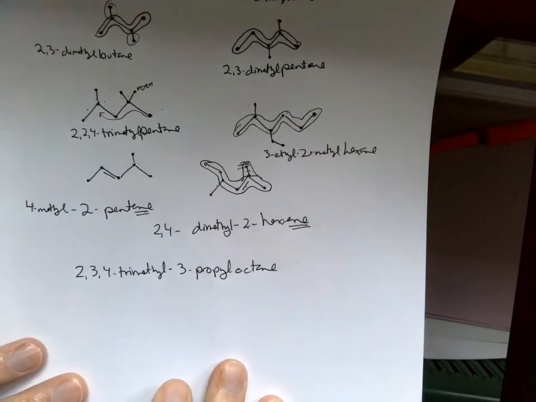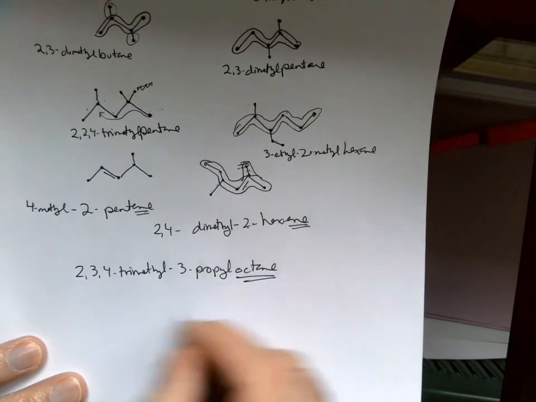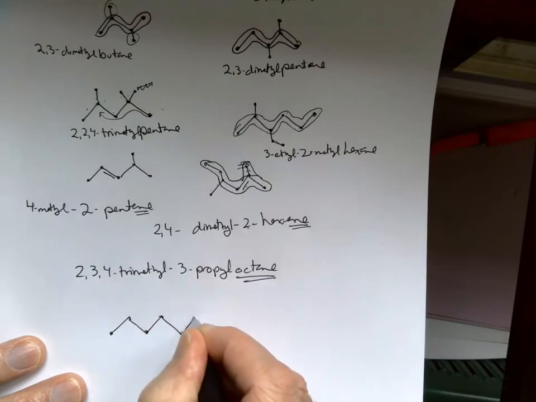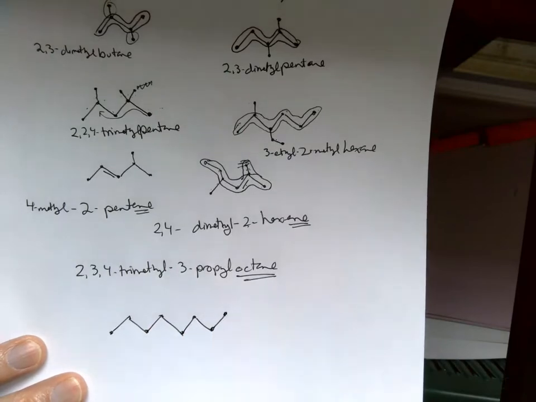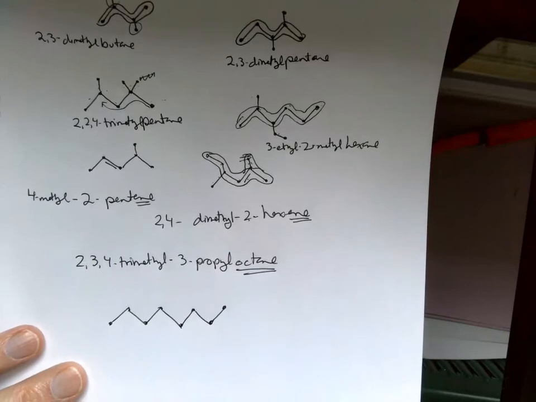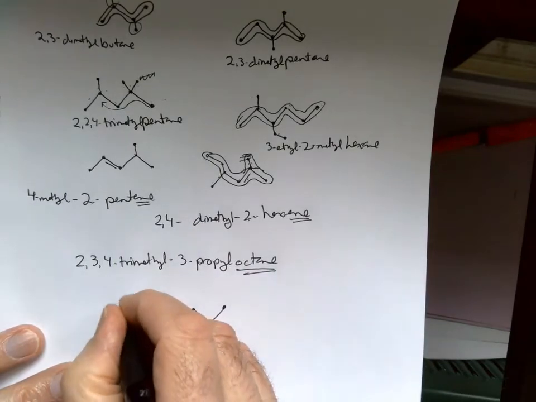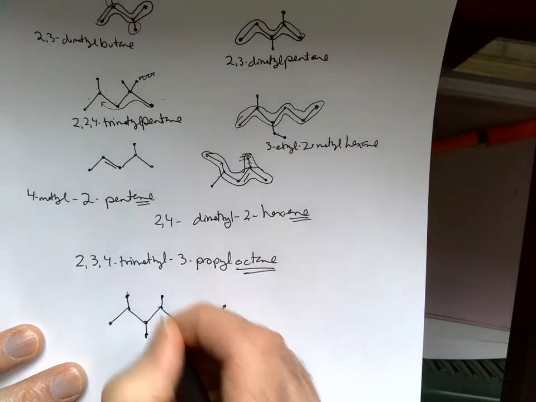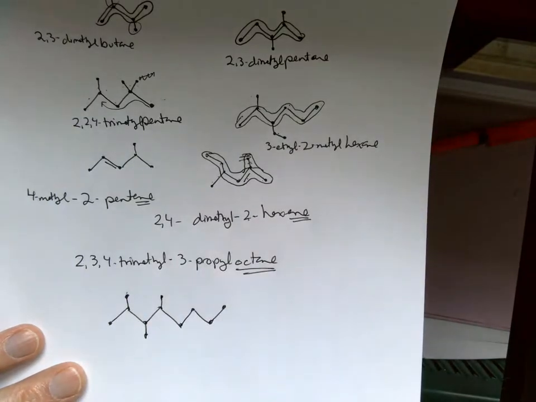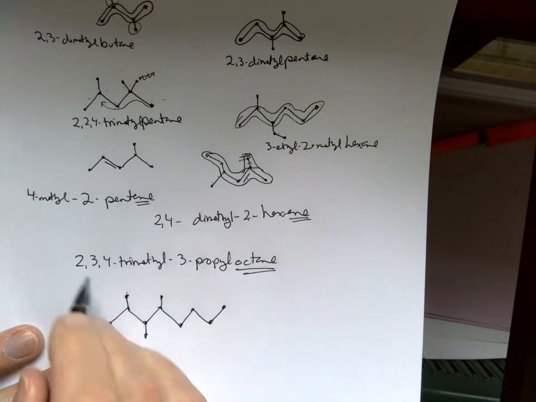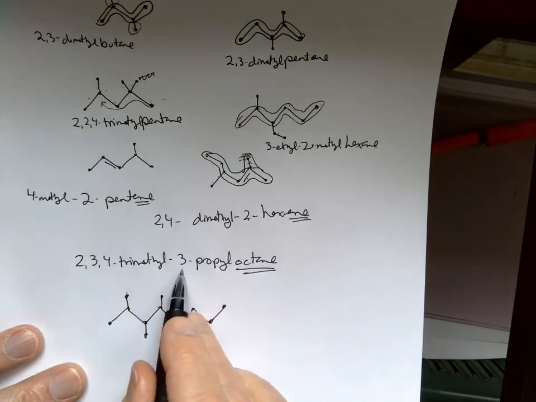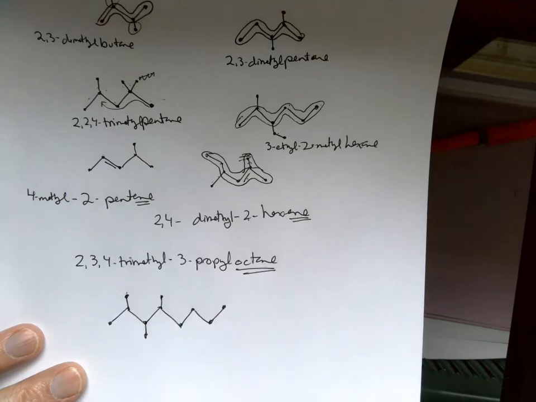So now we're going to go backwards. Always get your longest chain down first. Have all your rules in front of you when you're doing this. There's an octane. On the second, third, and fourth, you have methyls. There's 3 methyls. Where are they? 2, 3, and 4. On the third carbon, you have a propyl.